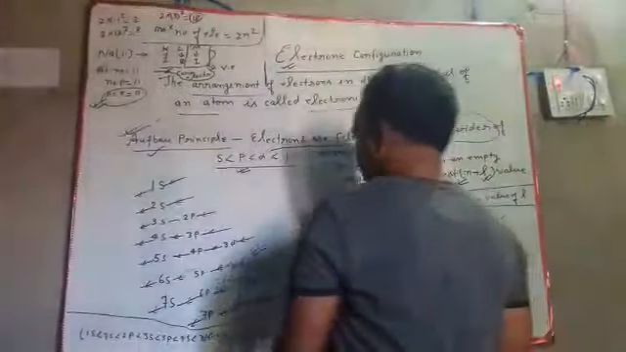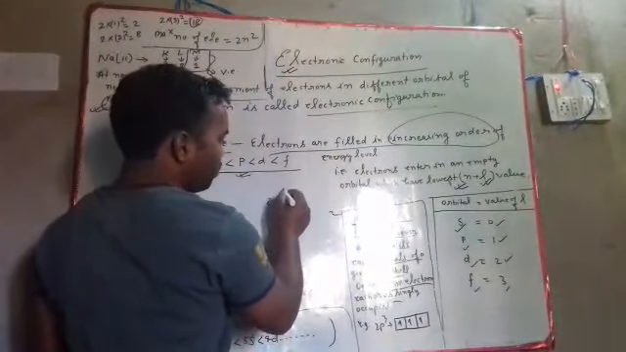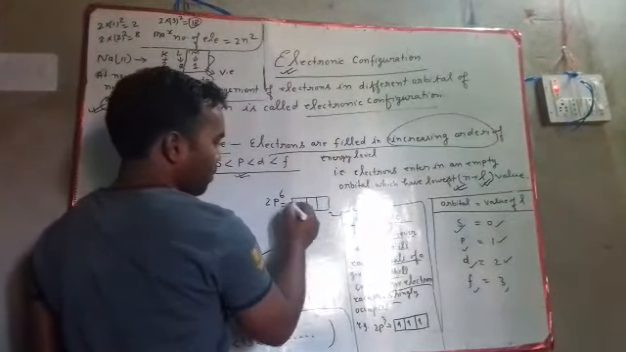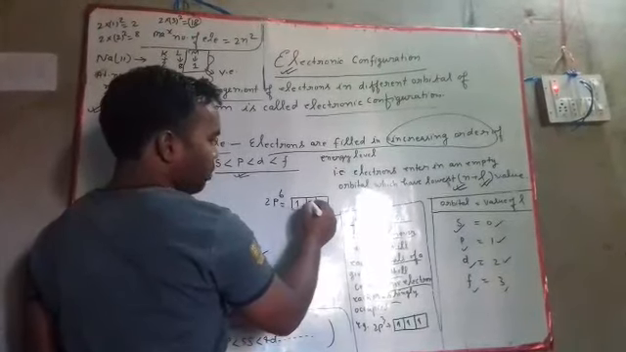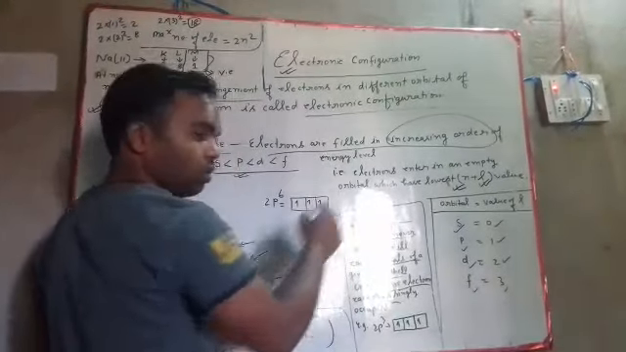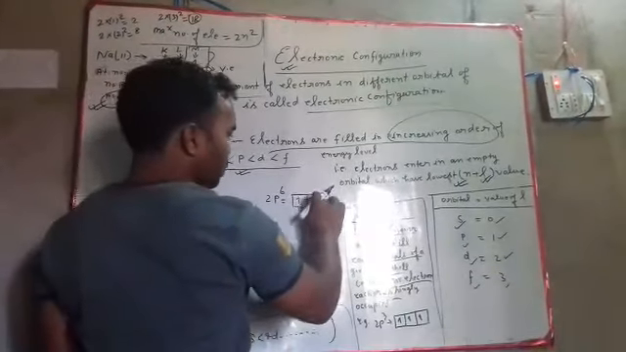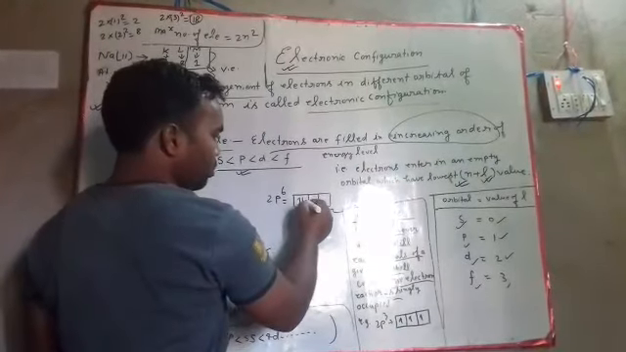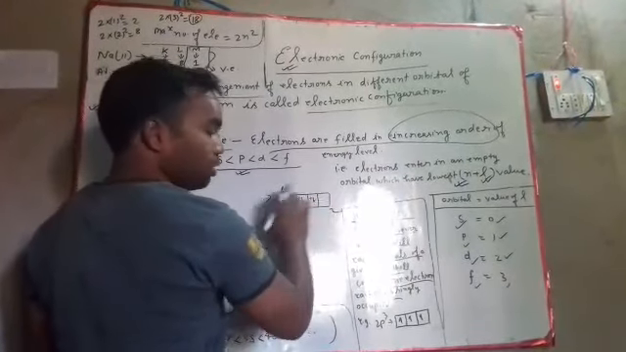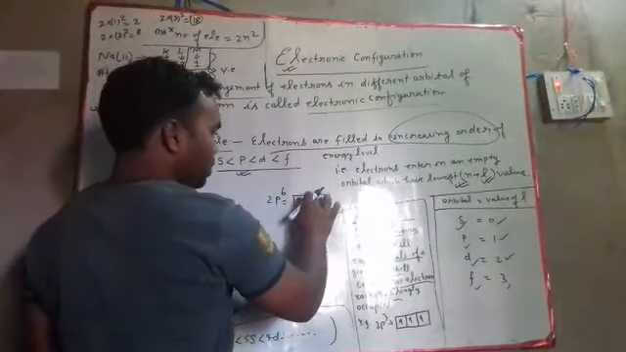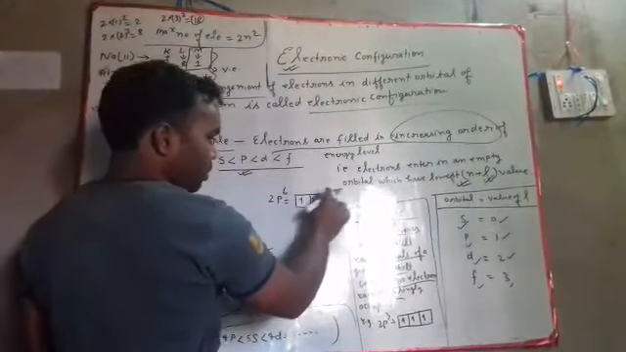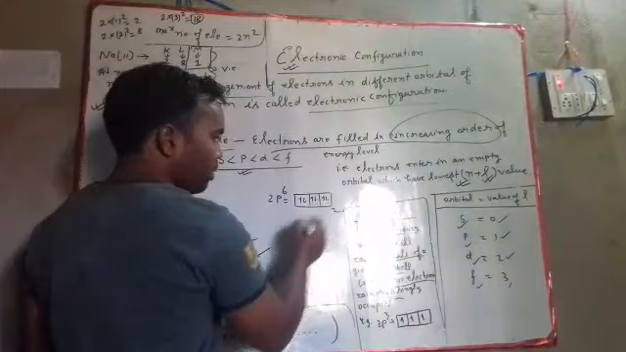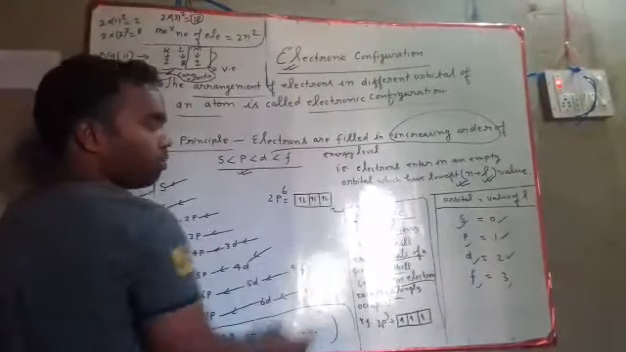For example, if we have the fully filled orbital 2p6, how will you draw the box diagram? 3 boxes. First, a single electron will enter in each orbital. It is not right that if you have 6 electrons, then 2 electrons go here, 2 electrons here. It does not happen like this. First, a single electron fills in each orbital, then after it starts pairing up. It is Hund's rule.